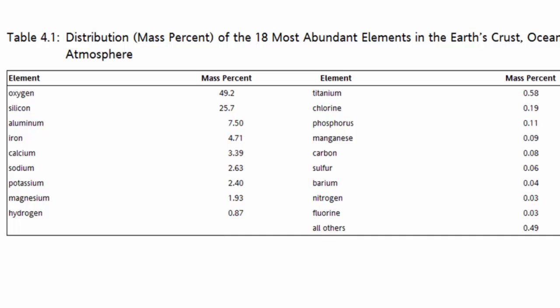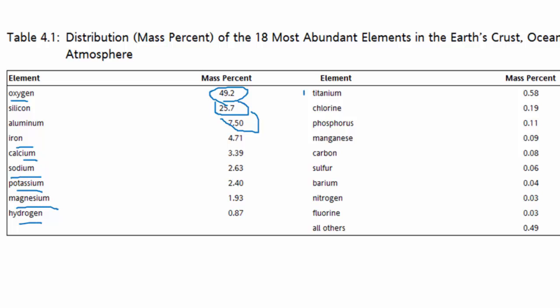So number 1, we have oxygen. Oxygen is almost 50%, it's 49.2. Next we have silicon, which is found in sand and rocks. Next we have aluminum. And after that we have iron at 4.71%. And then we have calcium at 3.39%. Then sodium at 2.63%. Then potassium at 2.40%, magnesium at 1.93%, and hydrogen at 0.87%.